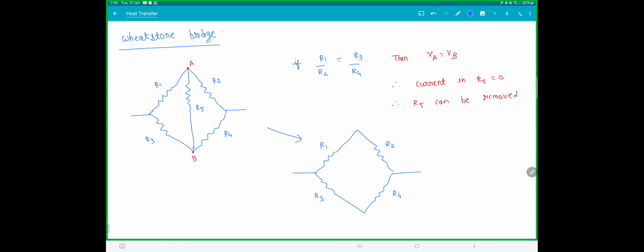This is called a Wheatstone bridge. So R1 by R2 should be equal to R3 by R4. If this ratio is maintained, you can remove the middle resistor. If it is not balanced, there are ways to do it, but we will see them in current electricity. This is called a Wheatstone bridge. So series, parallel, Wheatstone bridge. These three are standard stuff you should know. Clear? Any doubt so far?